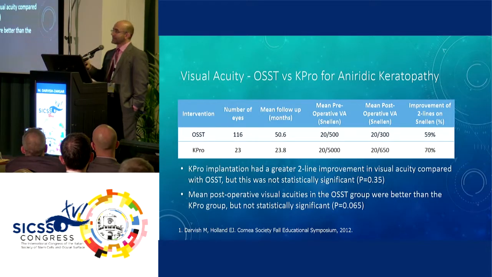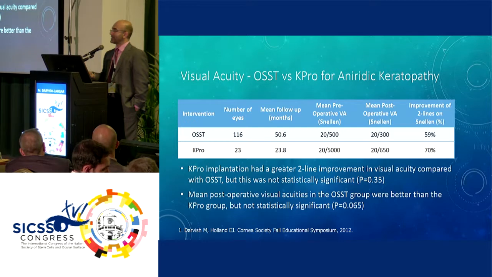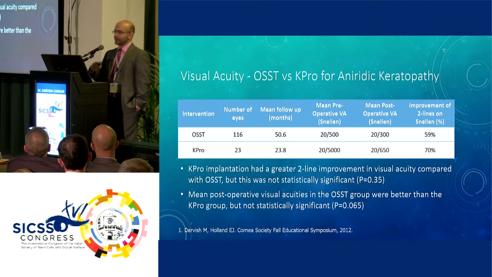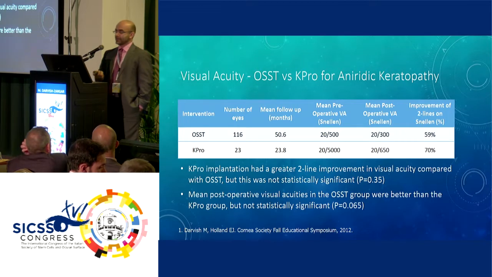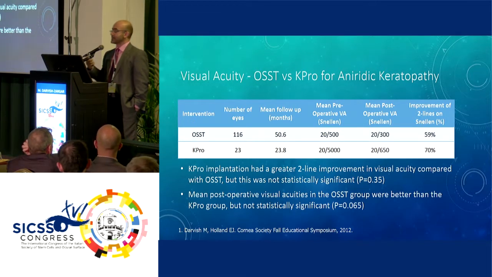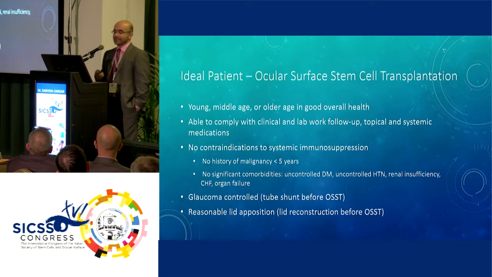The only study that's been done comparing them head-to-head is one we presented in 2012, comparing OSST versus K-Pro for aniridic keratopathy. What we did see is that while the K-Pro did have a greater than 2-line improvement in visual acuity compared with the OSST, it was not statistically significant. And similarly, the post-op visual acuities with the OSST group were better than the K-Pro group, but again, this was not significant.